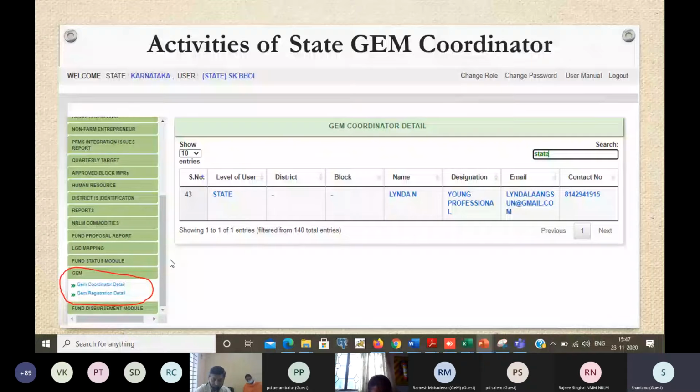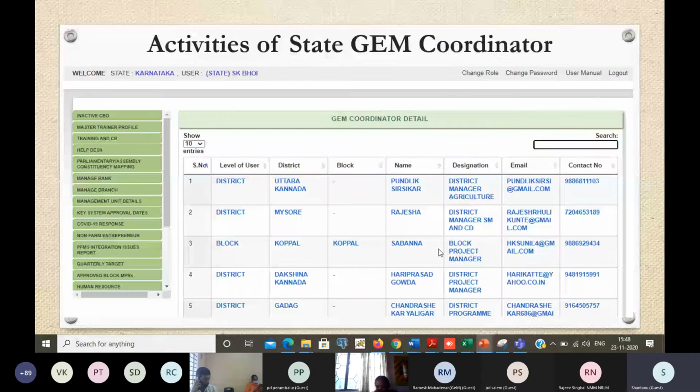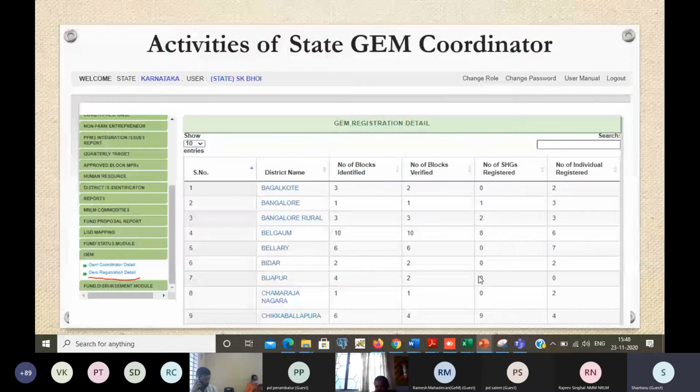So this is the state level activity the state GeM connector can do. He can drill down the list and the numbers we are seeing to the district, then the block, then the particular SHG or the individuals. He can see it here. The state GeM connectors who are functioning at the state level, if you don't have any user ID to log into the system, please ask your MIS nodal person to create one user ID in your name, so that you can also log in and see these options I have shown here.